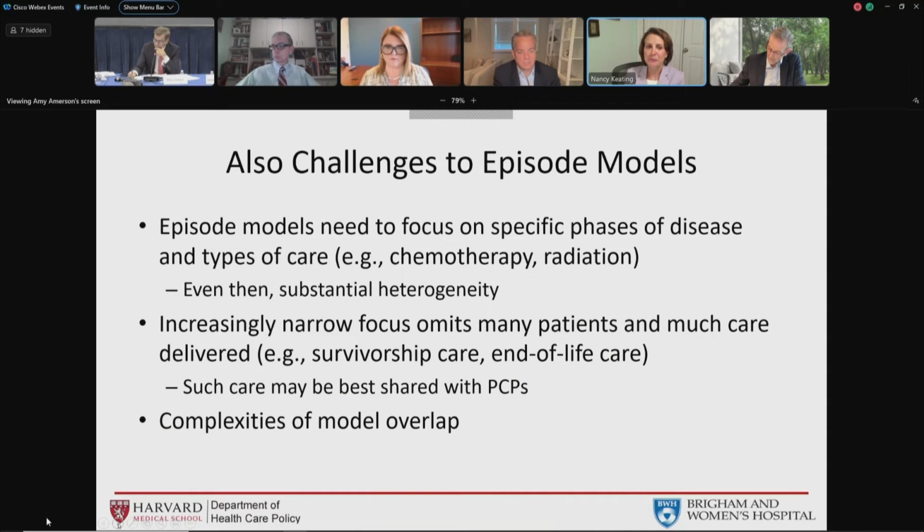Next slide. But there are also challenges, obviously, to episode-based models, as we've seen with what we've learned from OCM so far. Episode models need to focus on a specific phase of disease and a type of care, like chemotherapy or radiation. And even then, there's substantial heterogeneity, as we saw for OCM when there were savings for only a handful of cancer types. This increasingly narrow focus then omits many patients who are receiving care, and it also omits a lot of different types of care delivered, like survivorship care and end-of-life care. That type of care might be best shared with primary care providers. Finally, there are complexities of model overlap.